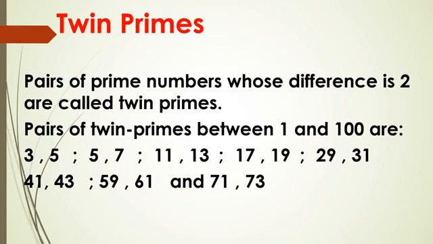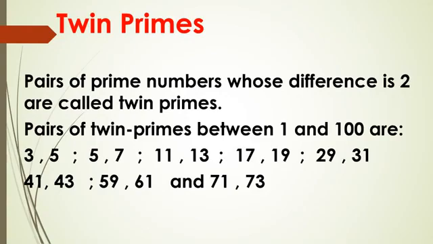Pairs of twin primes between 1 and 100 are 3 and 5. This is one pair because 5 minus 3 is 2. 5 and 7, this is another pair because 7 minus 5 is 2. 11 and 13, this is the next pair because 13 minus 11 is 2, and these are all prime numbers also. So twin prime numbers are those prime numbers whose difference is 2. I have written here all the pairs of twin primes between 1 and 100.